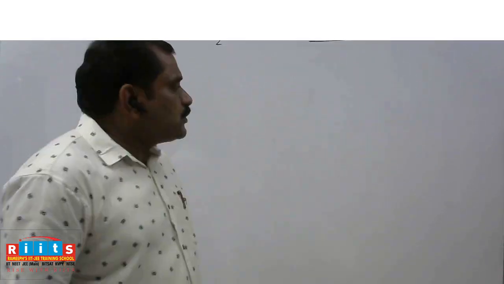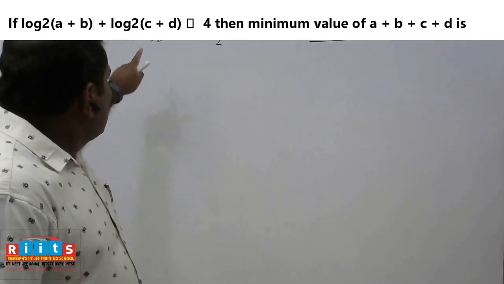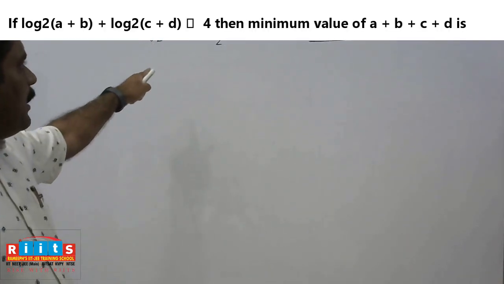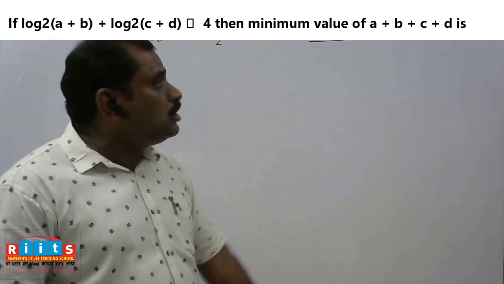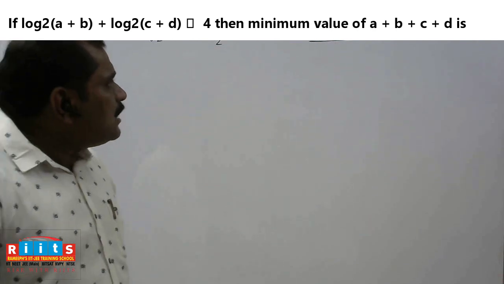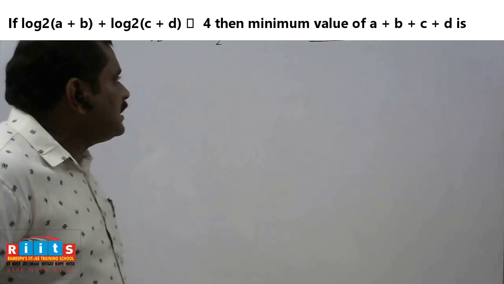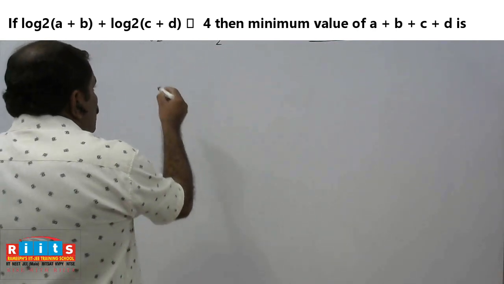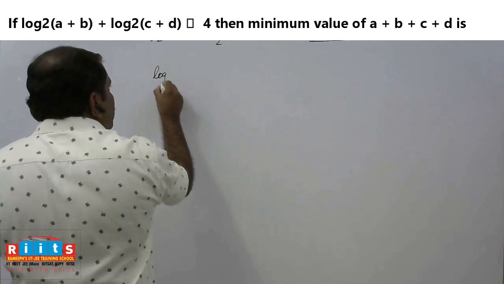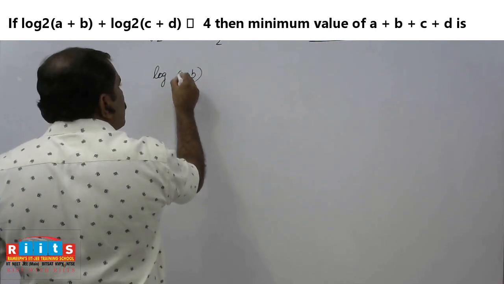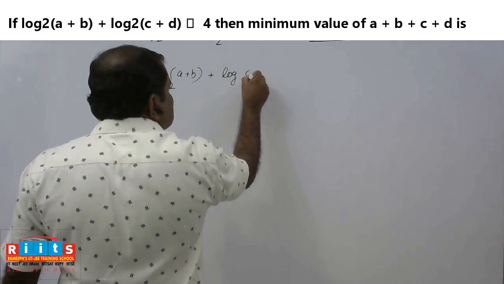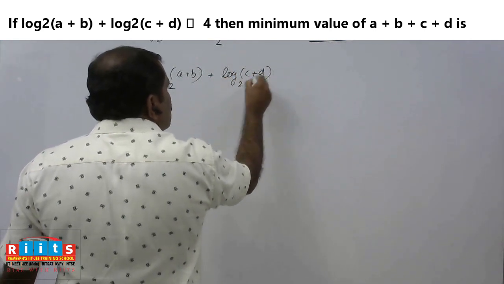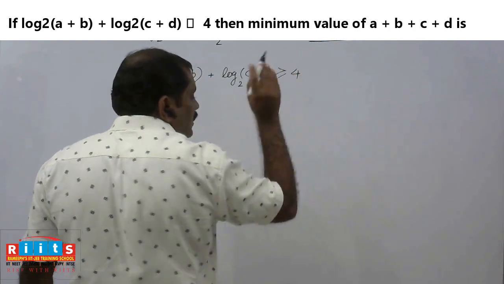Okay students, our third question is: if log of (a plus b) to the base 2 plus log of (c plus d) to the base 2 is greater than or equal to 4, then the minimum value of a plus b plus c plus d is. Listen here.